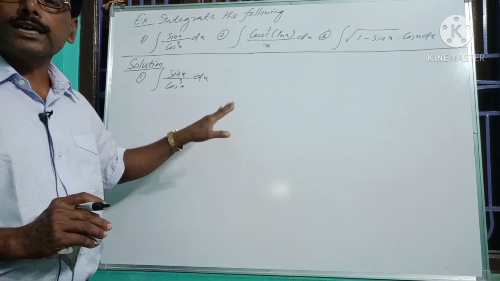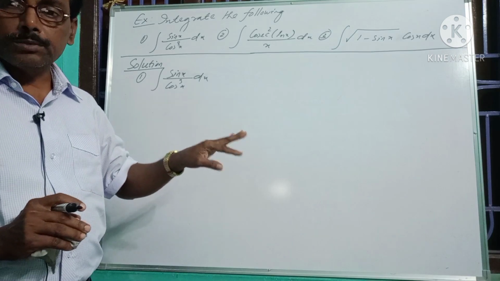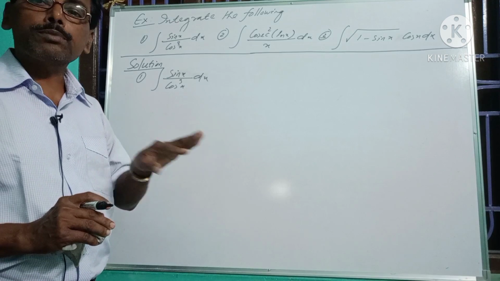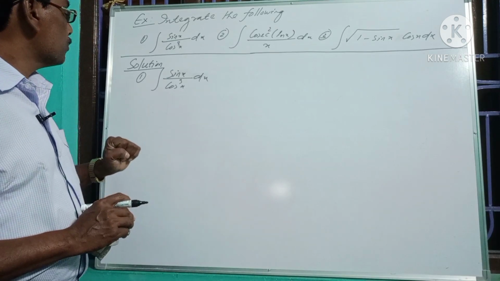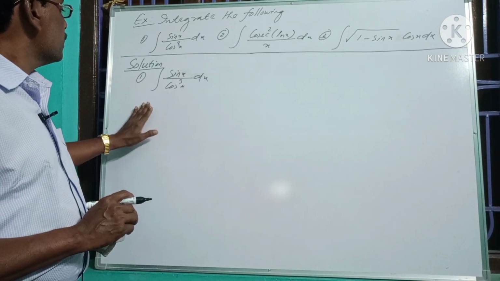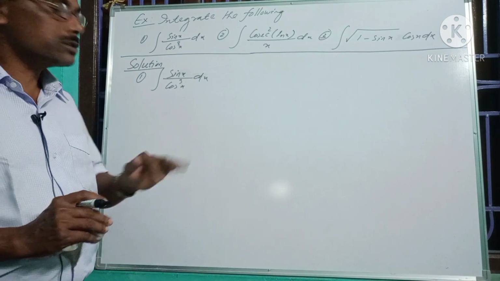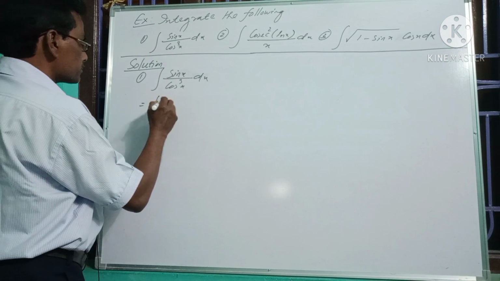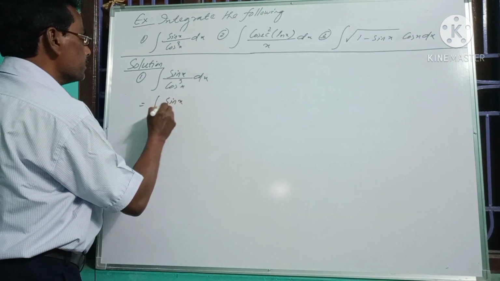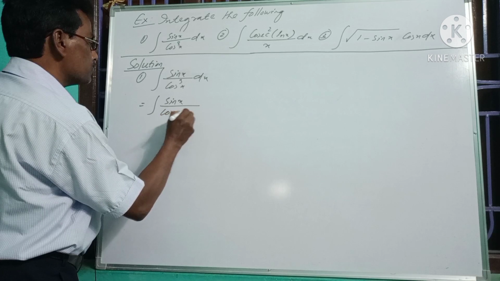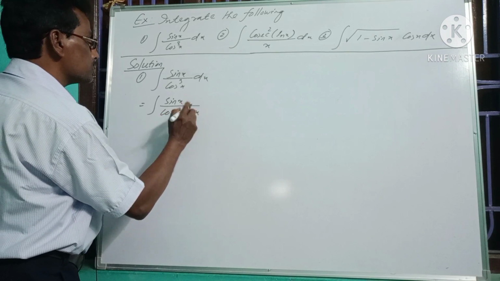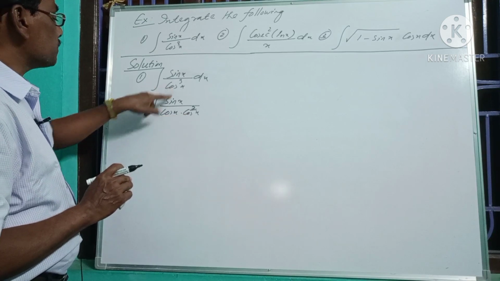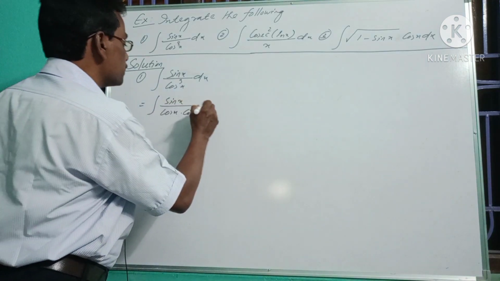It is in rational form, and both the numerator and denominator contain trigonometric functions, and it is not in the formula form or standard form for integration, but we should try to transform it into standard form. So let us make an adjustment like this, that is integration of sin x by cos x into cos square x. Breaking cos cube x as cos x into cos square x, we got integration of sin x by cos x into cos square x with respect to x.